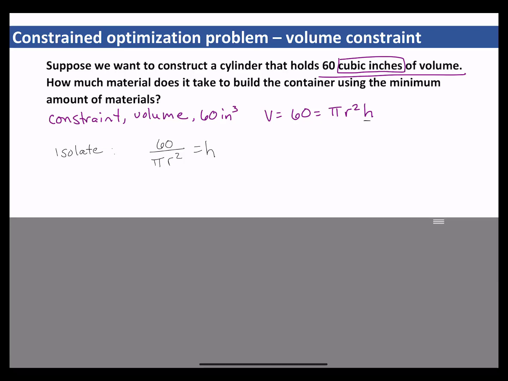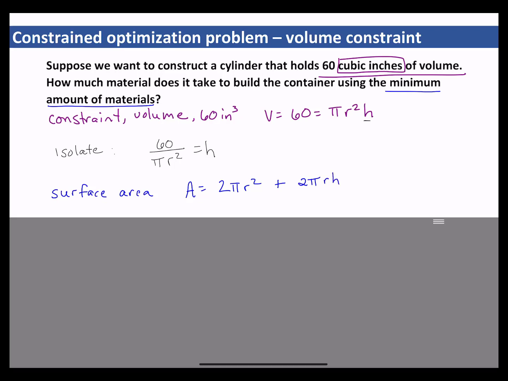And we are trying to minimize the amount of materials. That means we are trying to minimize surface area. So we know the surface area of a cylinder, if it has a top and a bottom, so pi r squared would be the area of the bottom or the top. If we multiply that by 2, we have the area of the top and the bottom, plus the area of the sides is 2 pi r h.